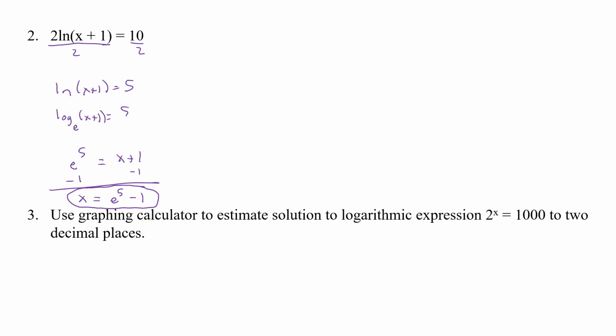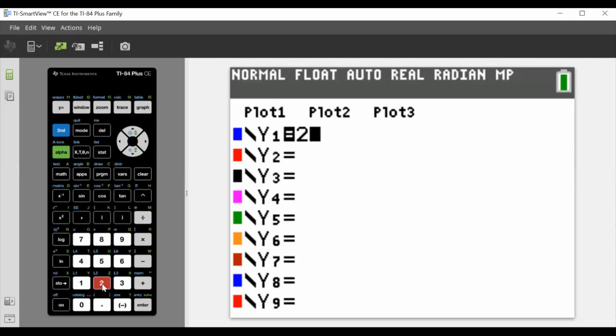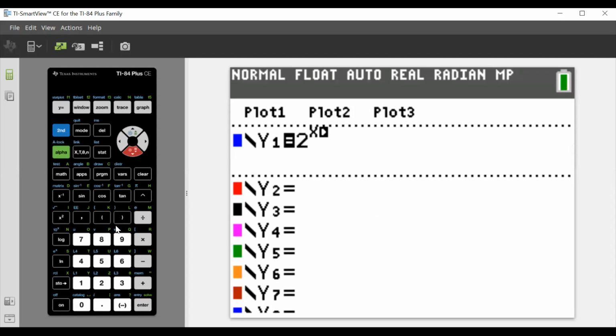All right, sometimes we're going to use a graphing calculator to solve these too. And so in this case, it says use a graphing calculator to estimate the solution of the logarithmic expression 2 to the x equals 1,000 to 2 decimal places. Well, how do we do that? Well, if we remember, we plug in 2 to the x on that one.